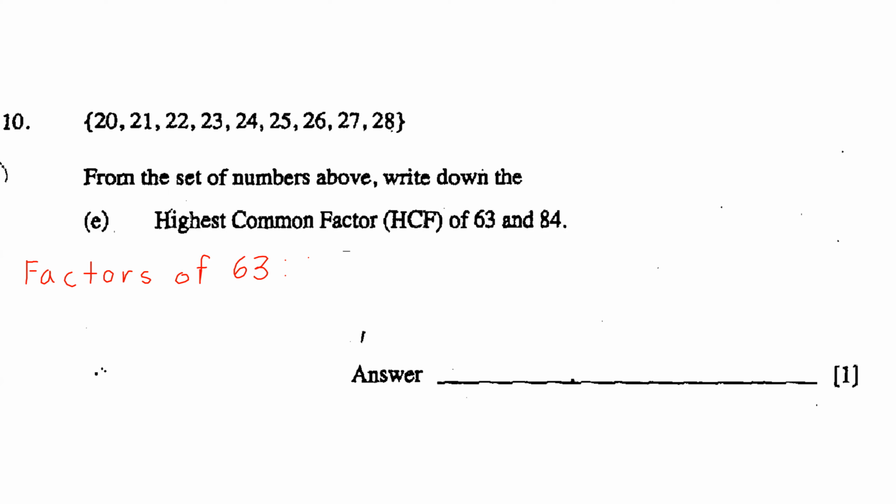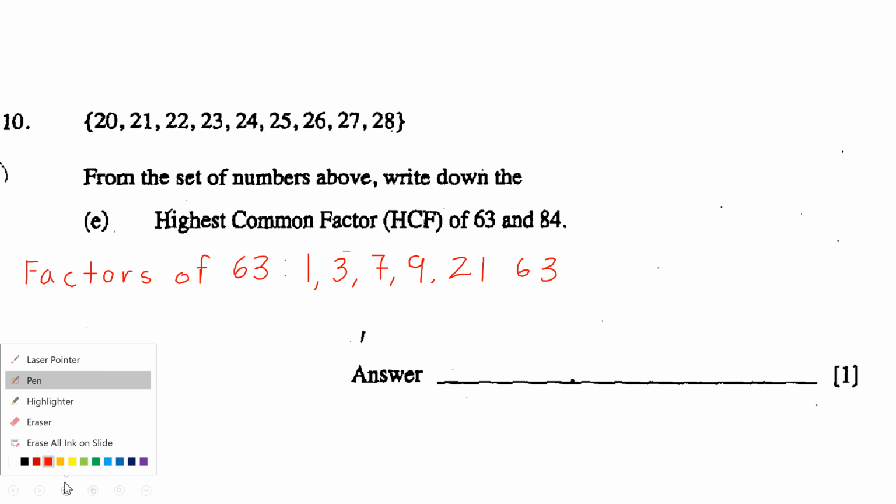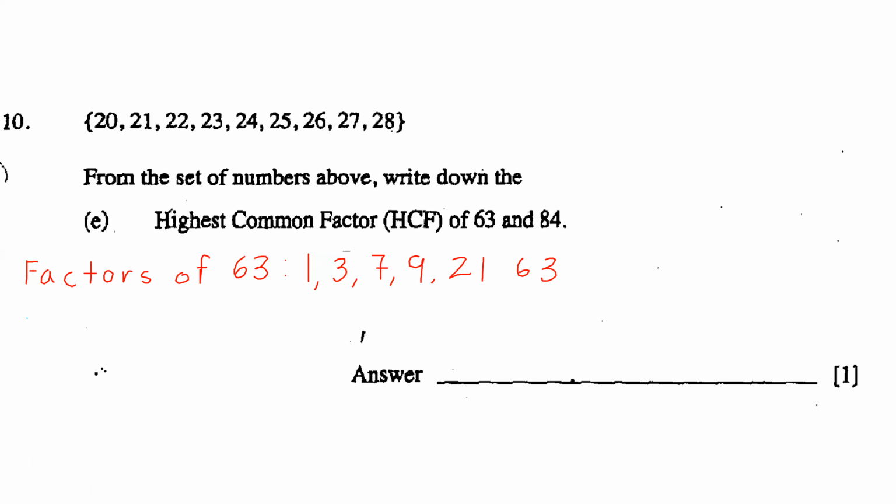So we have 1. What else? 3, 7, and then 9, and then 21, and then 63. Then we have factors because 1 times 63 is 63, 3 times 21 is 63, and 7 times 9 is 63. Let's move on to the factors of a different number. Let's look at factors of 84.